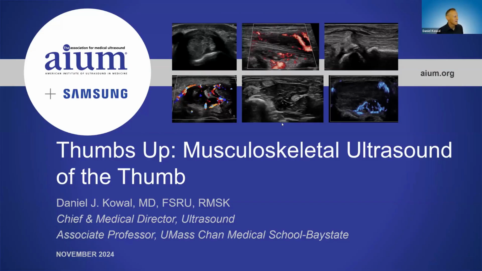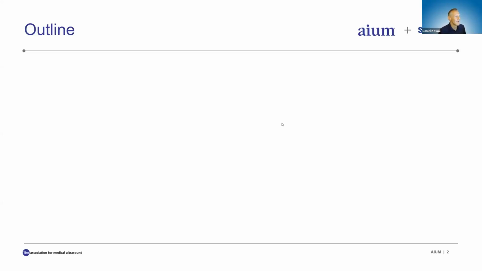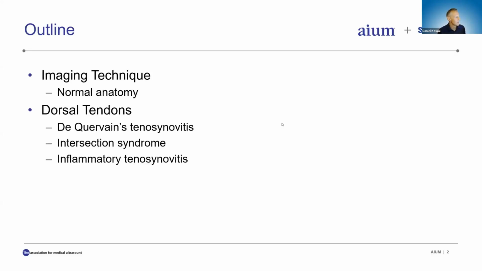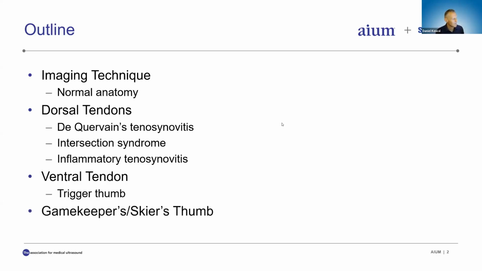All right, I'm excited to talk about the thumb musculoskeletal ultrasound. So I'll start with an outline. I'm going to begin with imaging technique and normal anatomy, and I'll build on the anatomy as we talk about each section rather than throwing it all at you at once. And then I'll begin with the dorsal tendons. We'll talk about de Quervain's tenosynovitis, intersection syndrome, inflammatory tenosynovitis. Then we'll flip over to the ventral tendon, mainly focusing on trigger thumb. And we'll talk about ulnar collateral ligament injury of the thumb with gamekeeper's thumb.